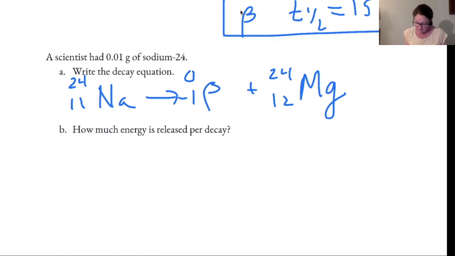Now I need to find the energy per decay, which means I need to look at the mass decrement between the sodium and the magnesium. And remember, I don't include betas. So I'm going to go back to my table of light nuclides for a quick second. And I get that the sodium has a mass of 23.990962, whereas the magnesium nuclide has a mass of 23.985042.